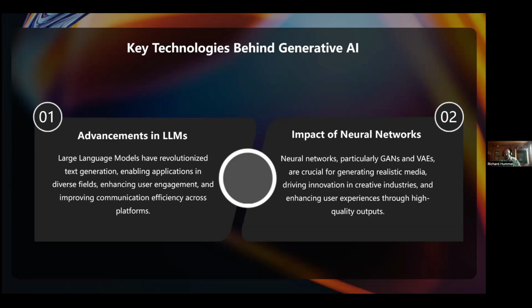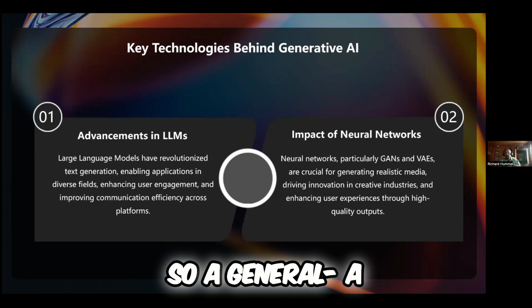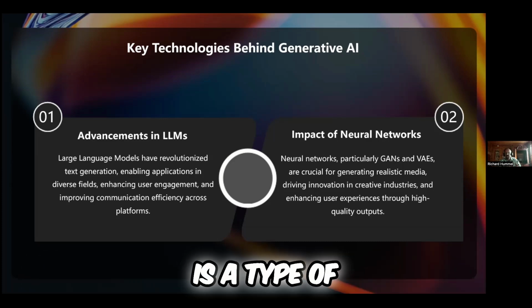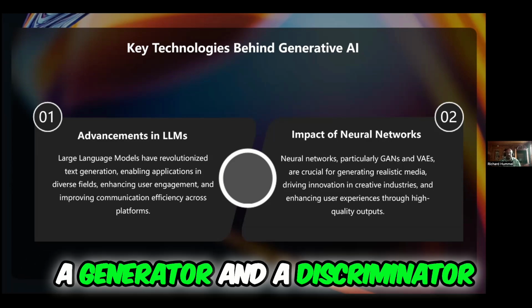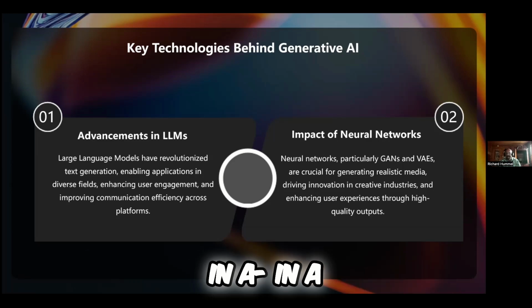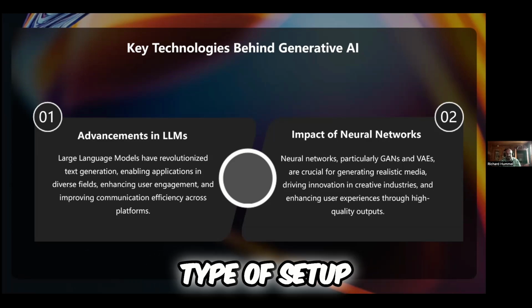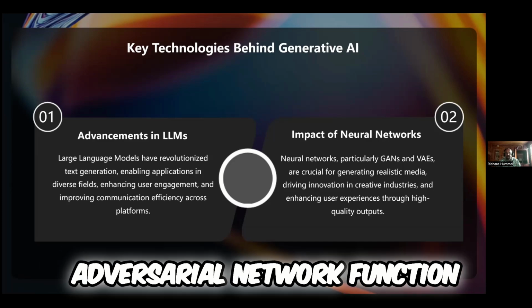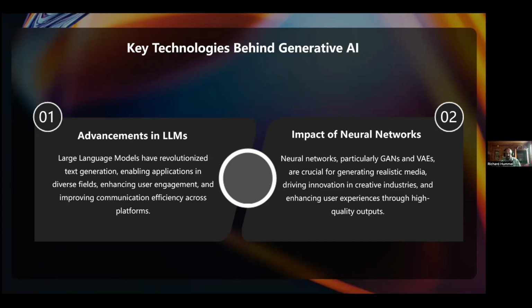or GANs. So a generative adversarial network is a type of neural network architecture where two networks, a generator and a discriminator, compete against each other in a game theoretic type of setup. So how does a generative adversarial network function?